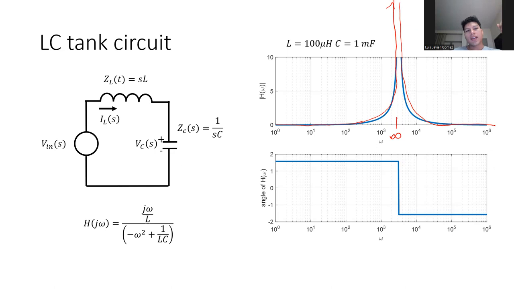And then the angle goes from pi over two, so this is pi over two, right? Yeah, pi over two. This is negative pi over two. So 90 or negative 90 degrees. And basically, until you reach roughly the resonance frequency, it transitions into negative 90.